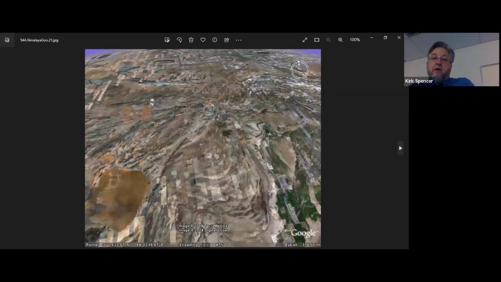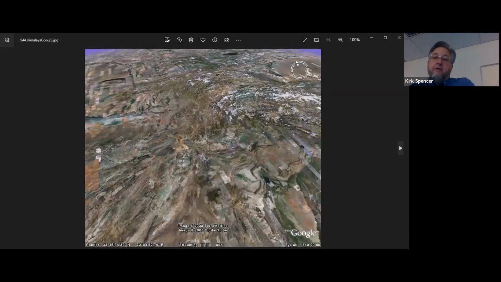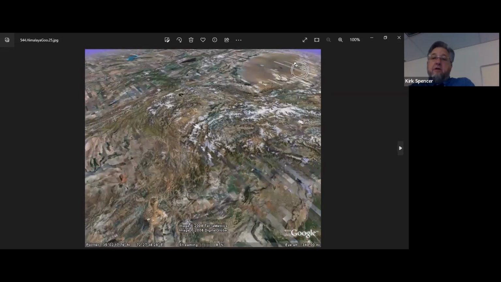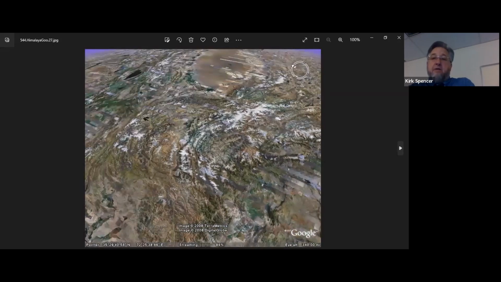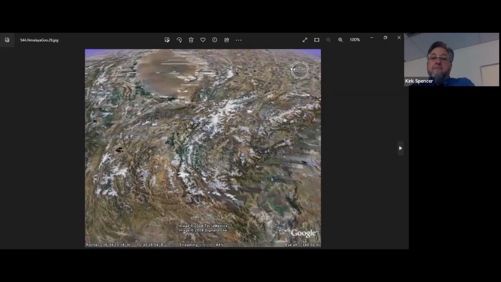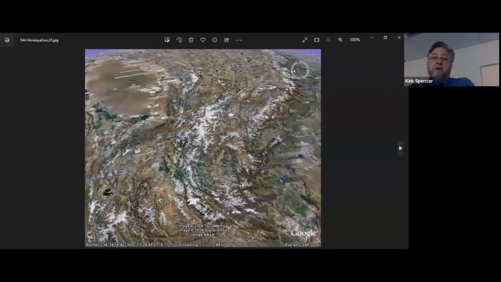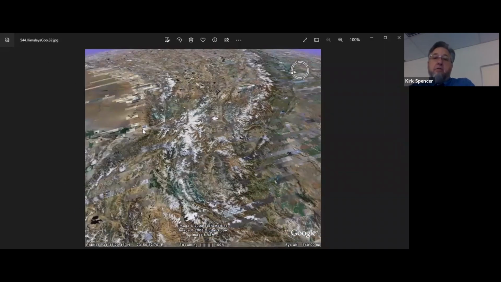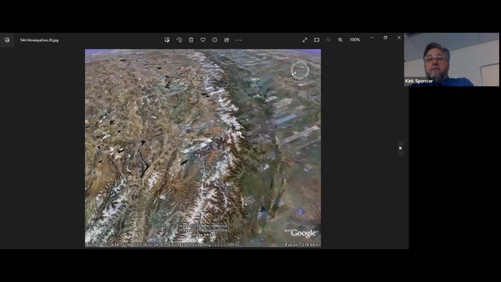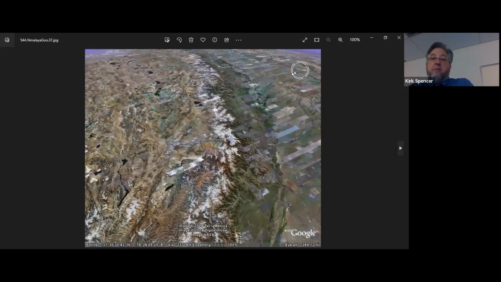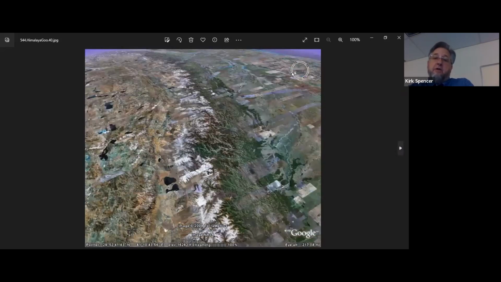So we're following the Himalayas as it goes up above the snow line. You can see the snow caps there of the Himalayan mountains. And behind it, you can see what they call the Tibetan Plateau rising. And they believe that the mountains there are in the process of rising a few inches every year.